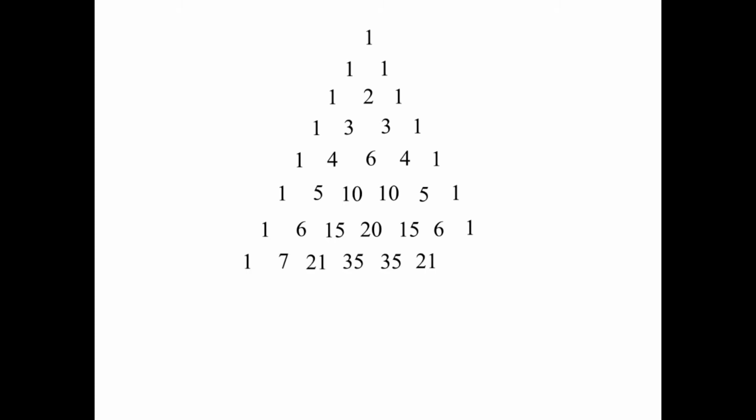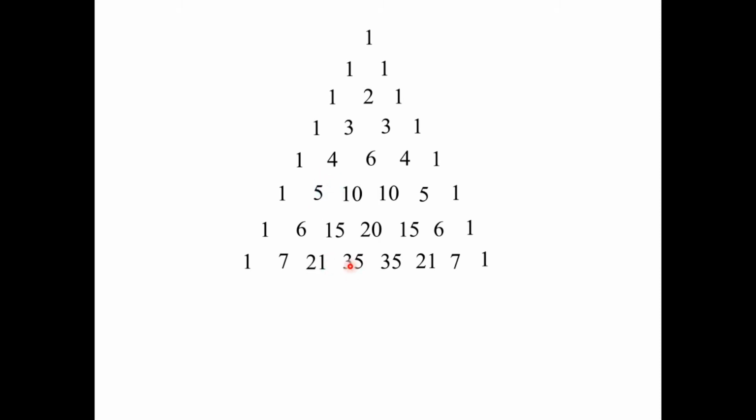6. And how about this 3? How about what goes here? 3 plus 1, 4. And on the end, 1. 1 plus 4. And so on. 4 plus 6. And so on. This is known as Pascal's triangle.